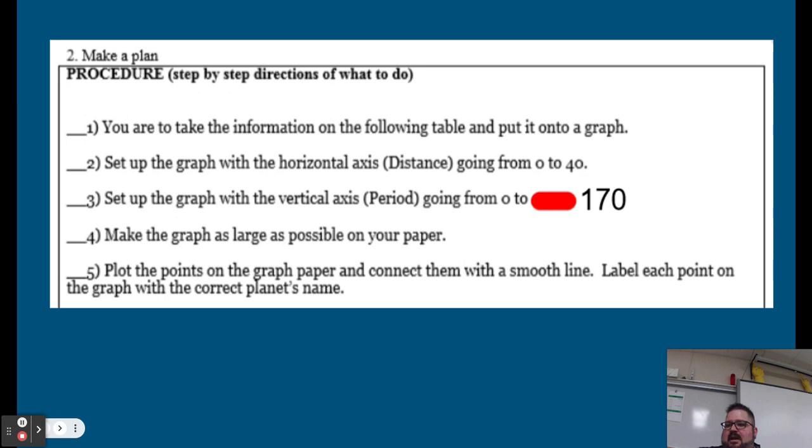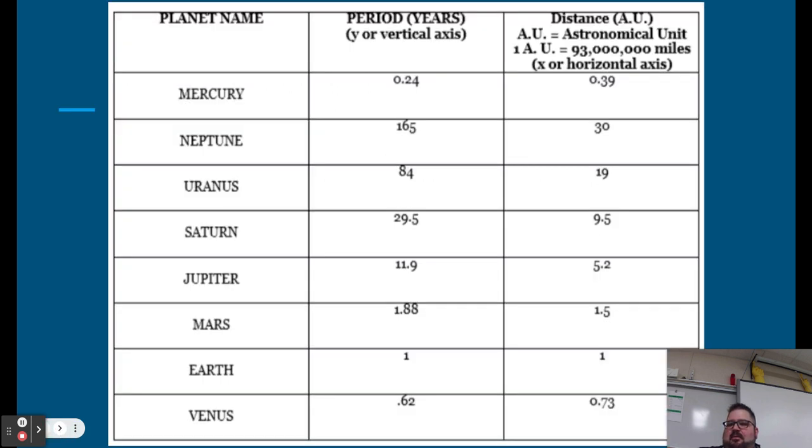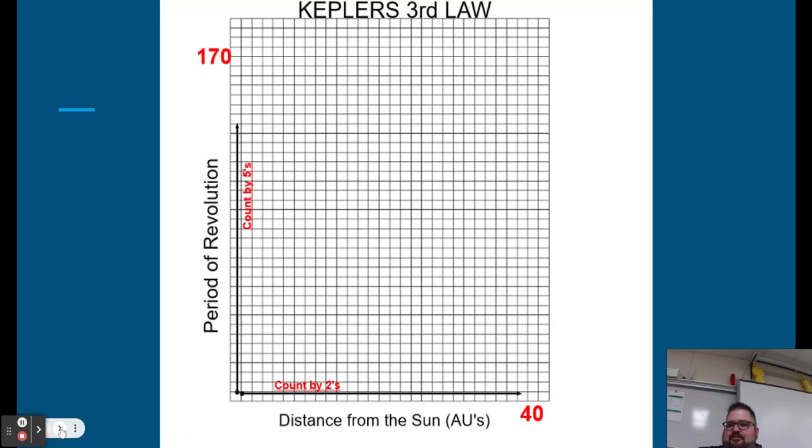So make the graph paper as large as possible and plot the points. Here are all the points that you'll be plotting. You have the period, so how long it takes to go around, and then the distance. An AU is an astronomical unit, and that is the average distance between the Earth and the Sun. That's 1 AU, 93 million miles. So you'll plot all these different points for all the different planets, and this is how you're going to set up your graph.